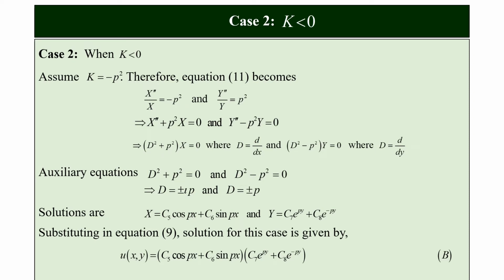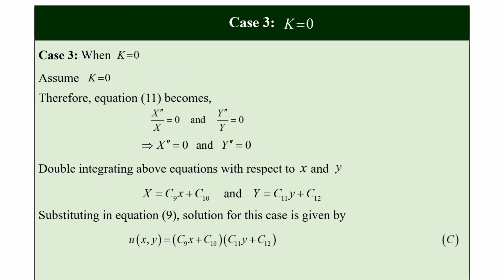The solutions of imaginary roots are given in the form of trigonometric functions, and if we obtain the real roots, then we obtain the solution in the form of exponential functions. Here again C5, C6, C7, C8 are arbitrary constants. Now substituting these solutions in equation number 9, we get the solution when k is negative in the form of equation number B.